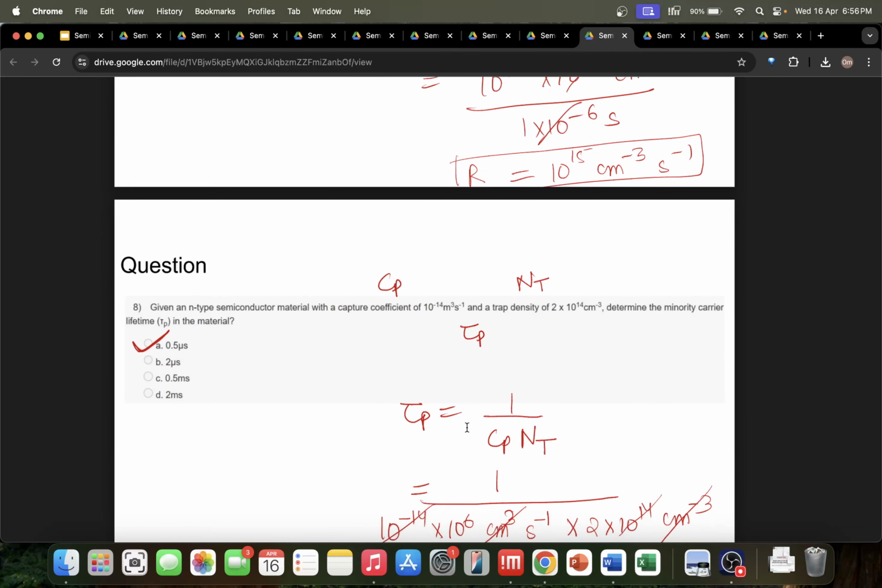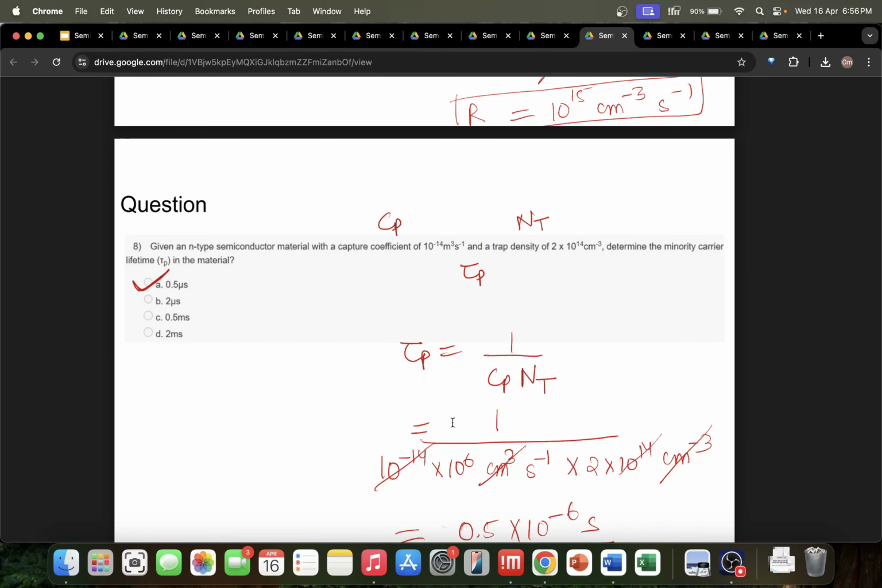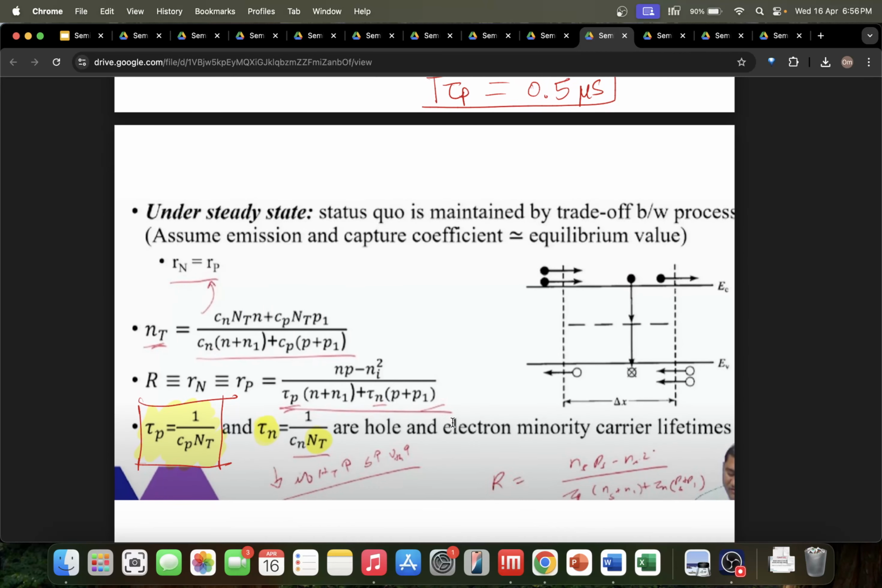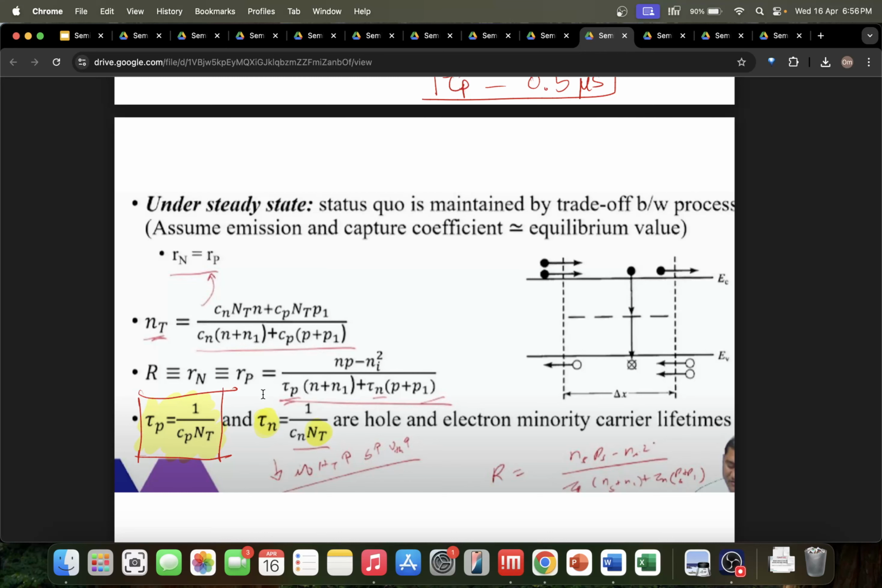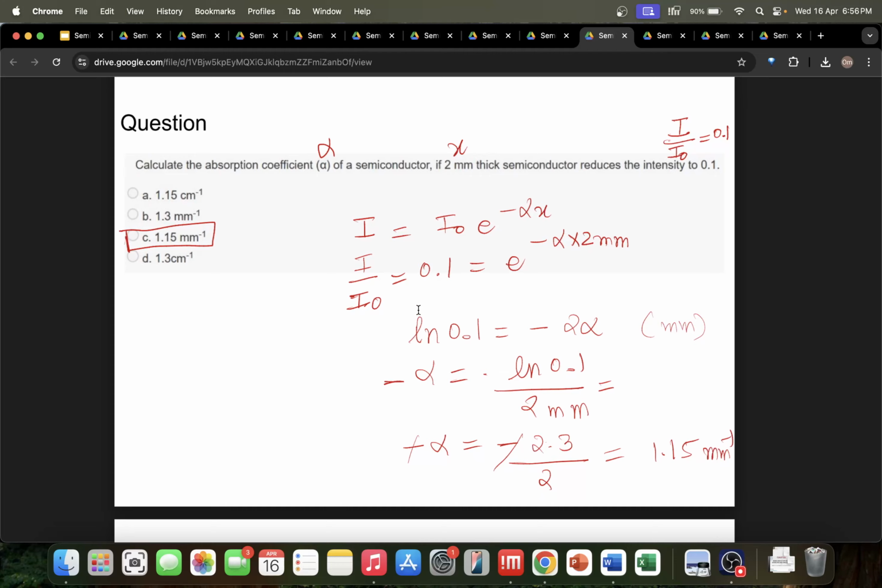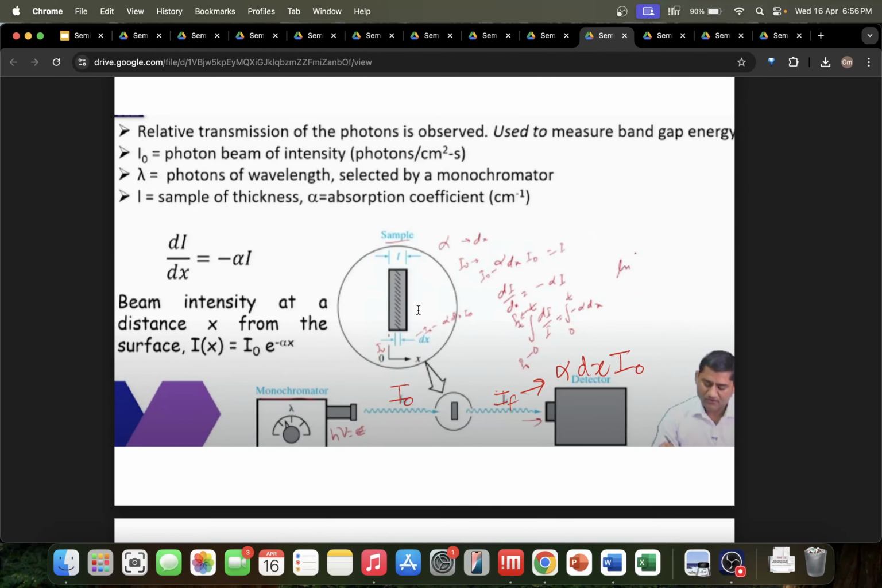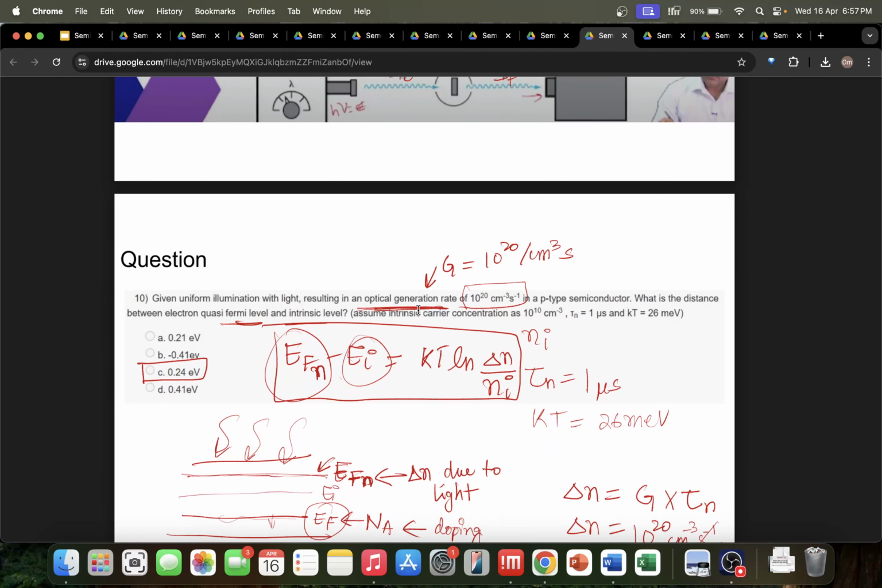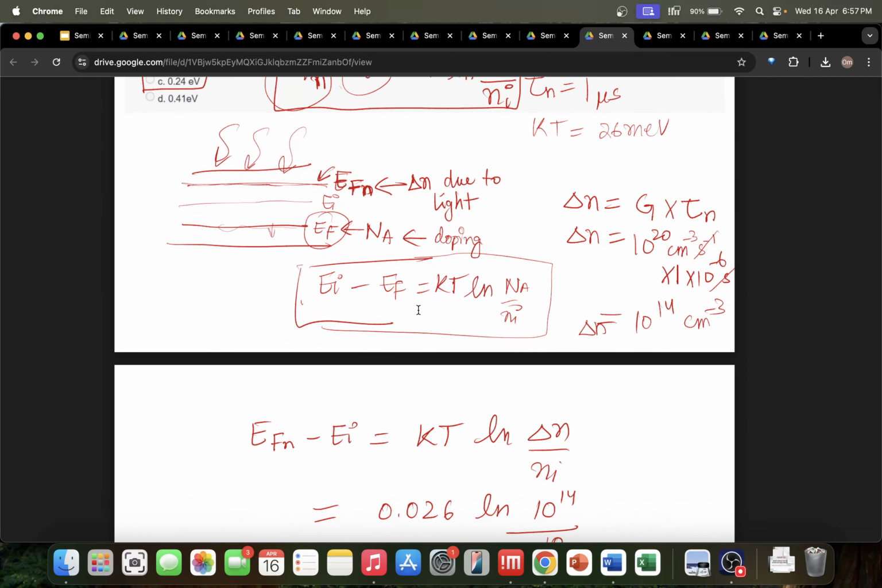Again, more rate calculations. Some capture coefficient calculations, absorption coefficient, optical generation.